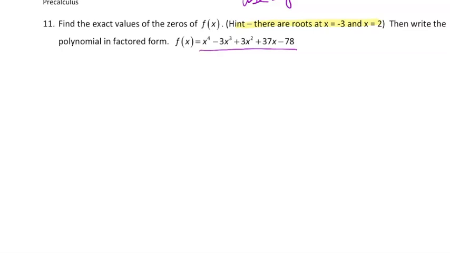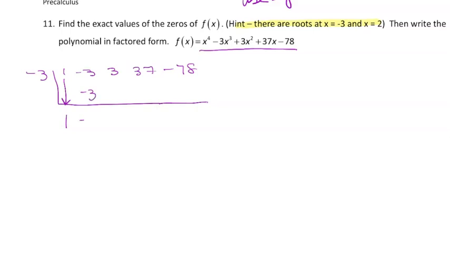So I'm going to use the root of -3, and then I'm going to take a 1, a -3, a +3, a 37, and a -78. Remember, take the signs as well. Draw this big arrow, bring this guy all the way down. Don't bring it down as -3, bring it down as a 1. So -3 times 1 gives me -3. That's going to give me -6. That's going to give me +18. That's going to give me 21.